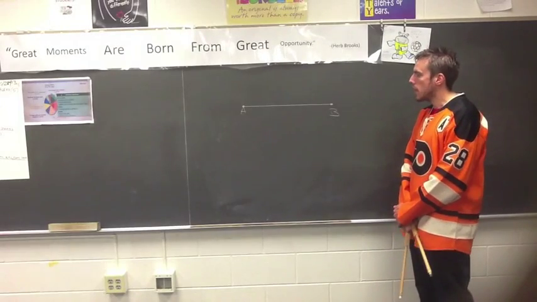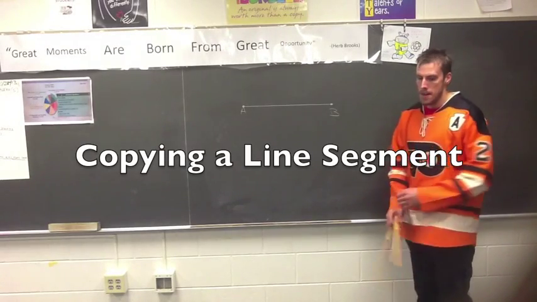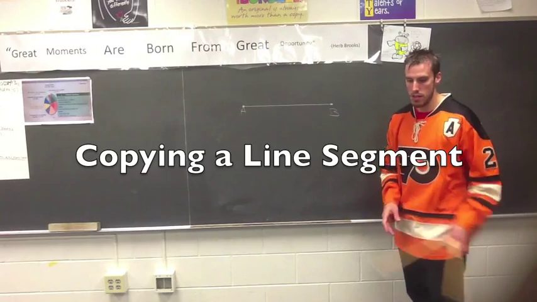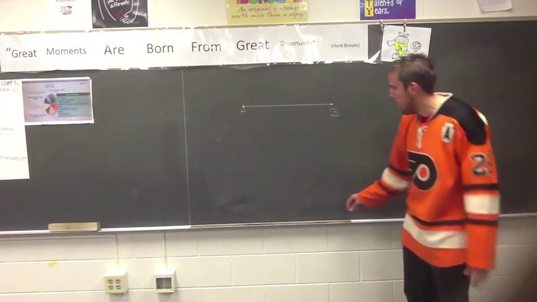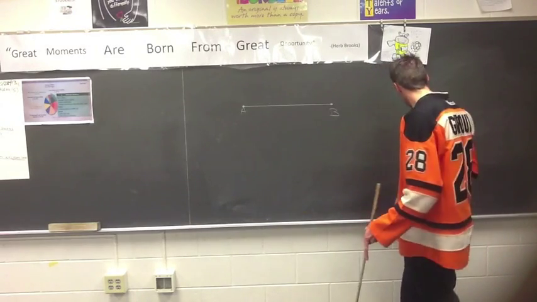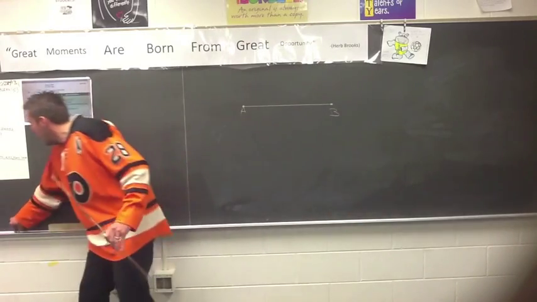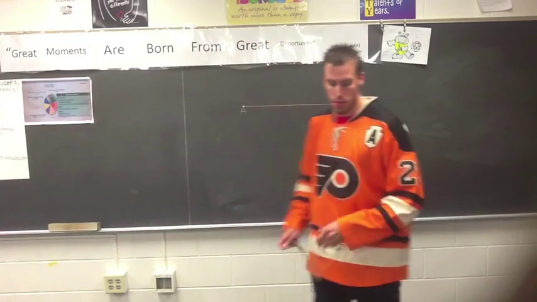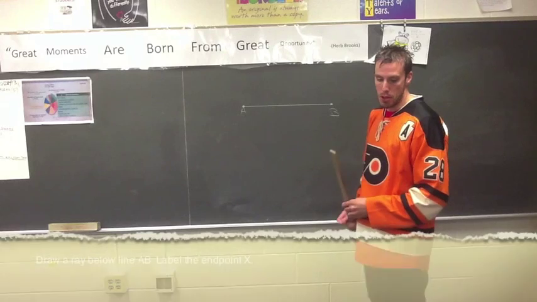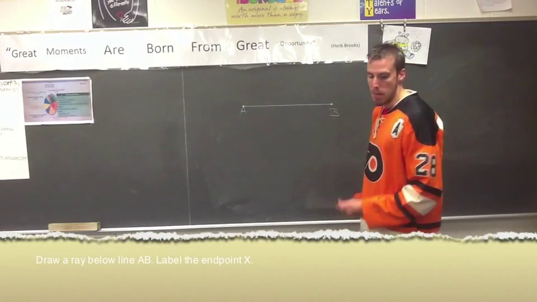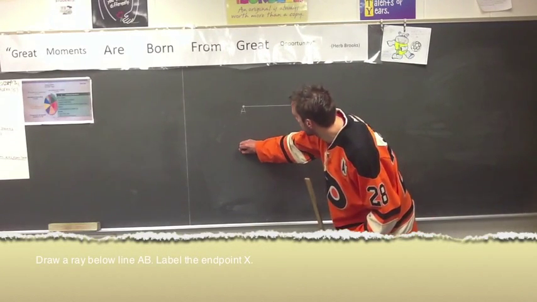Okay, this is copying a line segment. Just to make sure I'm consistent, I want to make sure I read the directions as they appear on the screen for you. In copying a line segment, the first thing you want to do is draw a ray below line AB and label the endpoint X. So I'm going to label the endpoint X here.